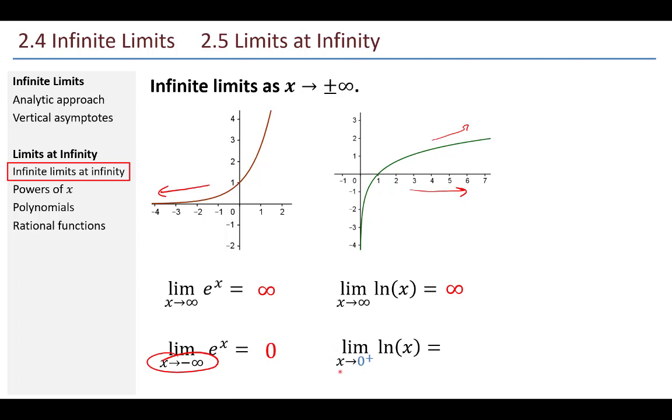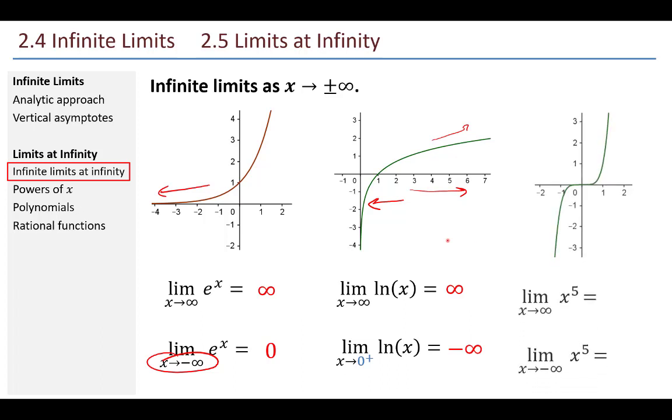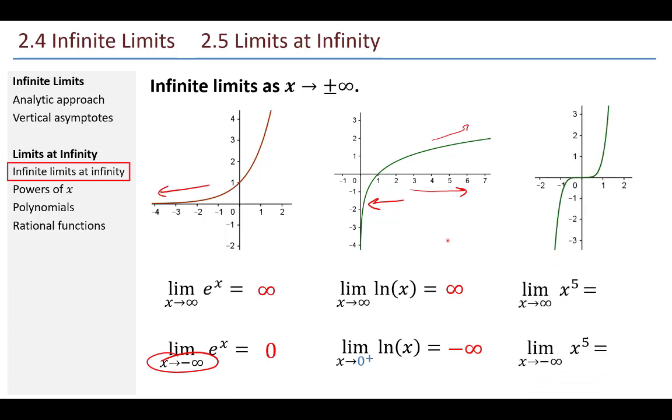Just a little bit of a change here. What if x goes to 0 from the right? X is approaching 0. What happens to those y values? Lower and lower and lower without bound. The limit of natural log of x as x goes to 0 from above is negative infinity. And our last example, x to the 5th. As x goes to infinity, the y values are also going to infinity. And as x goes to negative infinity, those corresponding y values are going to negative infinity.